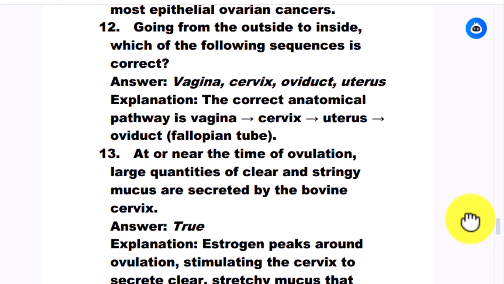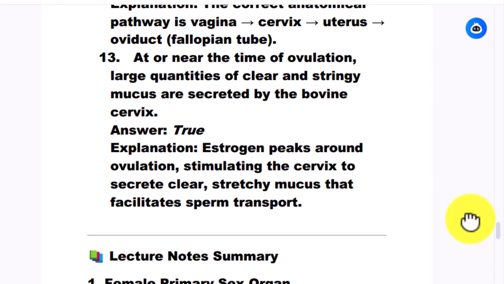At or near the time of ovulation, large quantities of clear and stringy mucus are secreted by the ovine cervix. True. Estrogen peaks around ovulation and stimulates the cervix to secrete clear, stretchy mucus that facilitates sperm transport.